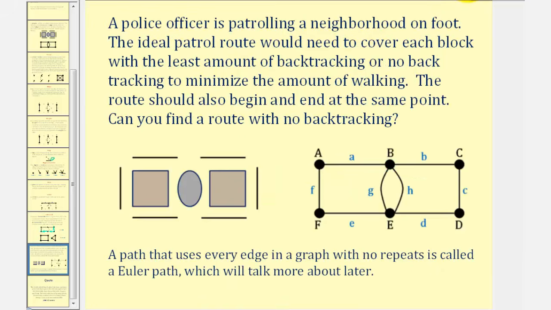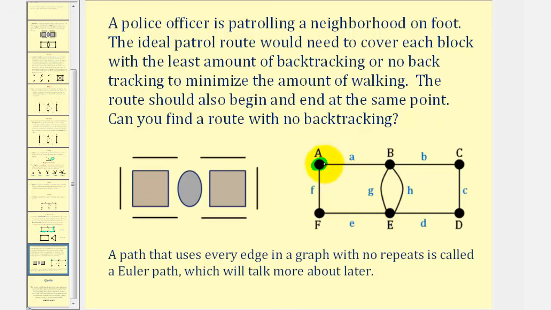So to finish, let's go back to our opening example. A police officer is patrolling a neighborhood on foot. The ideal patrol route would need to cover each block with the least amount of backtracking or no backtracking to minimize the amount of walking. The route should also begin and end at the same point. Let's see if we can find a route with no backtracking. We would first want to determine where the officer is going to park the car. For example, let's say the patrol officer parks at vertex A. Let's see if we can return to A by using every edge once and only once.